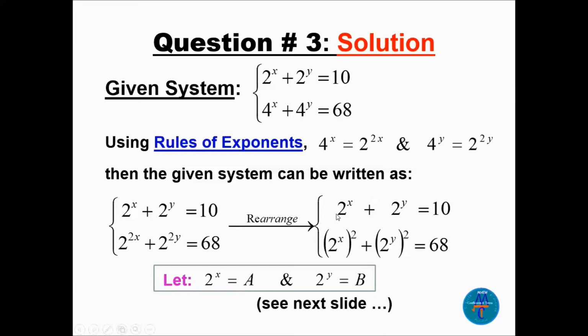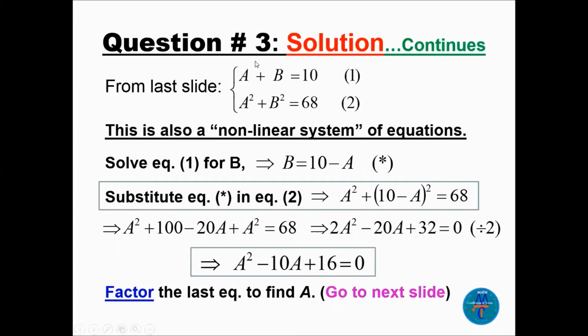So A plus B in the first one, you see A plus B equals 10. It becomes linear in A and B. And this one, A squared plus B squared is equal to 68. So it will be another system, also nice. So now this is what we got here.